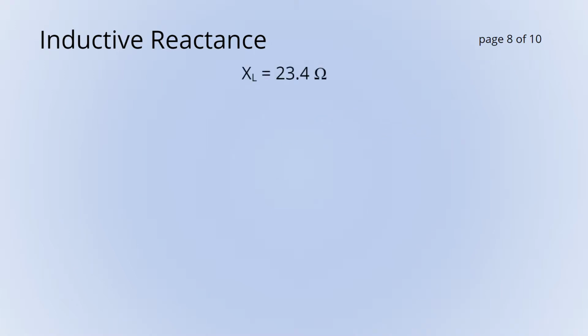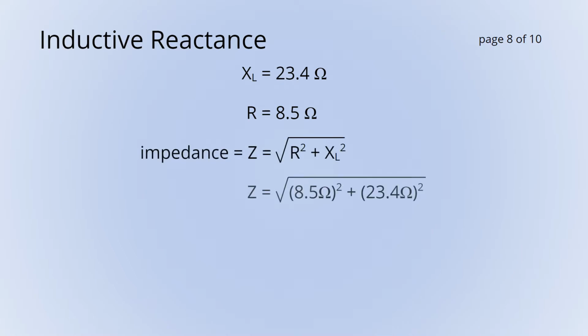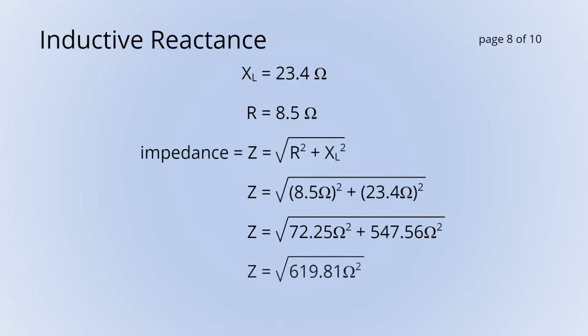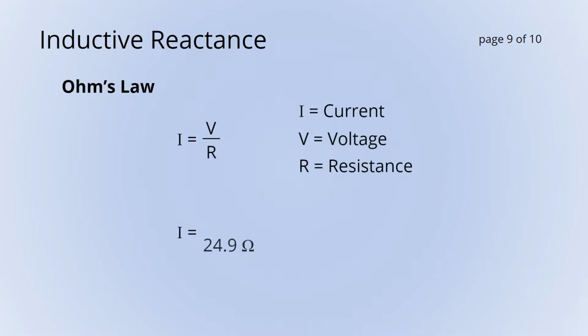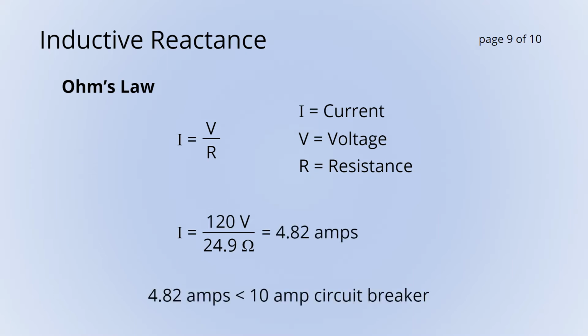The inductive reactance, X sub L, of 23.4 ohms and the pure resistance, R, of 8.5 ohms contribute to the total opposition to current flow, called impedance, Z. Using Ohm's law, if there is 24.9 ohms of impedance plugged into a 120 volt wall socket, there will only be a 4.82 amp draw, far below the amount required to trip a 10 amp circuit breaker.